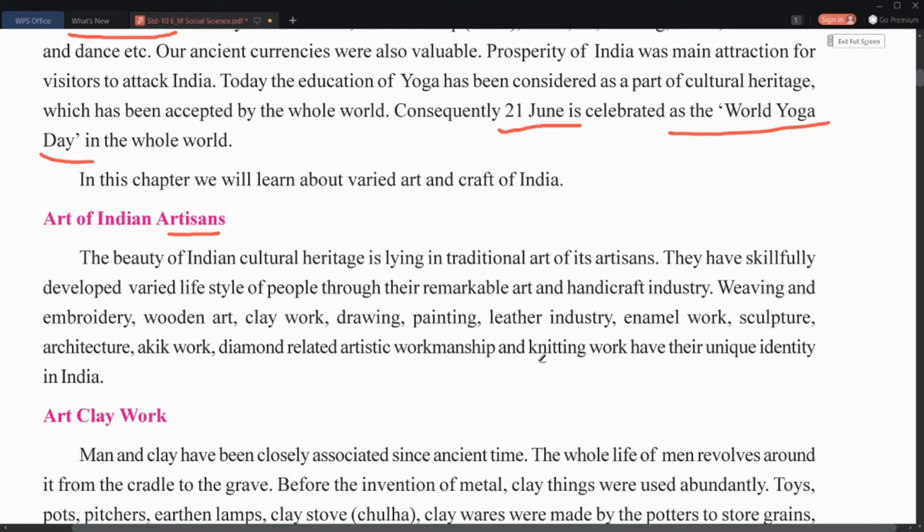Knitting means it's a type of weaving only. Knitting work, woolen is knitted. In woolen, knitting work is there. Knitting work has its unique identity in India. In all these works, India has a very remarkable contribution in the world history.